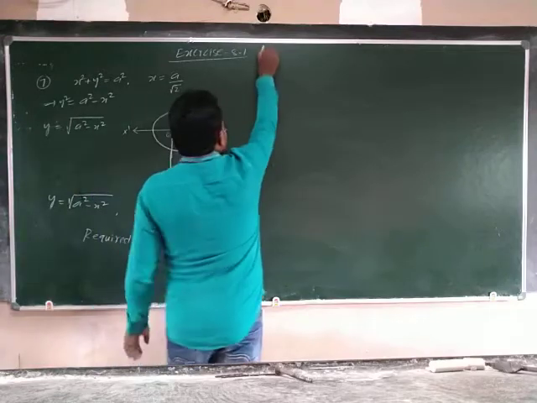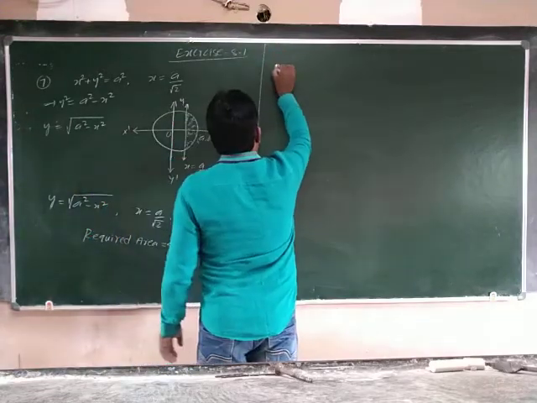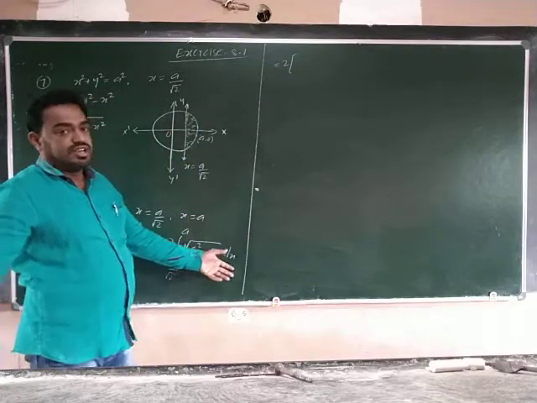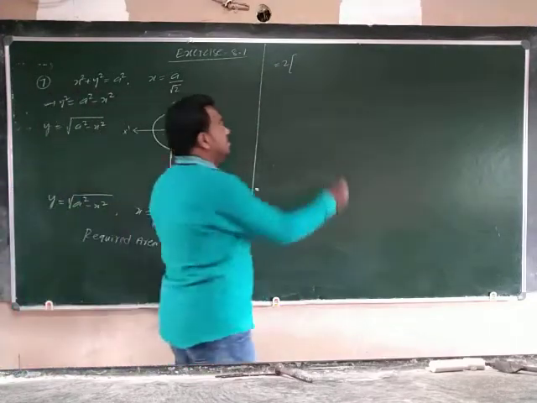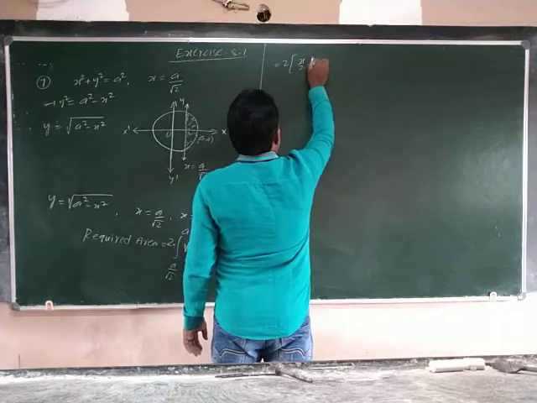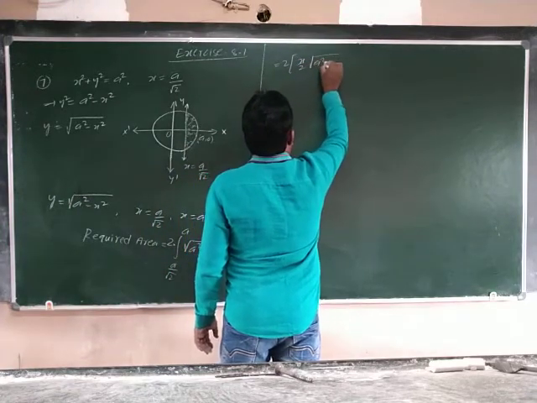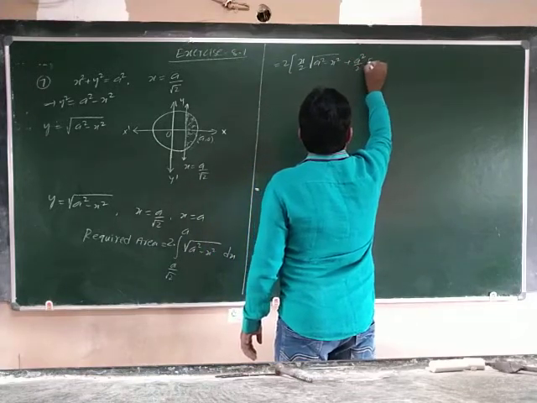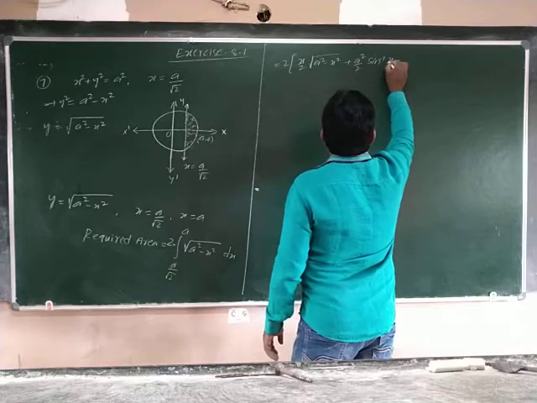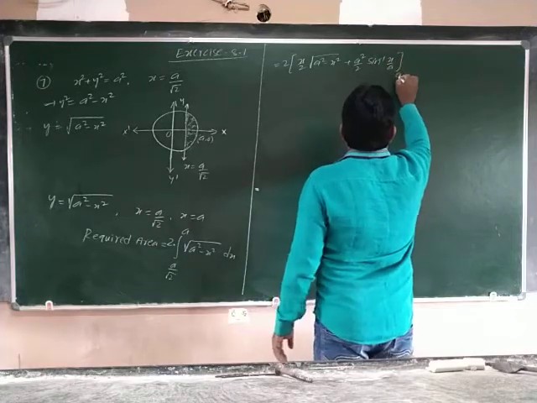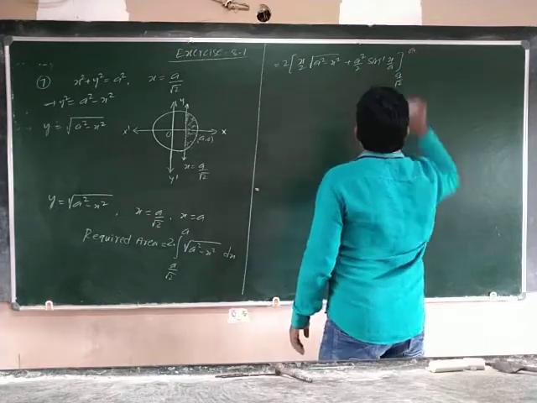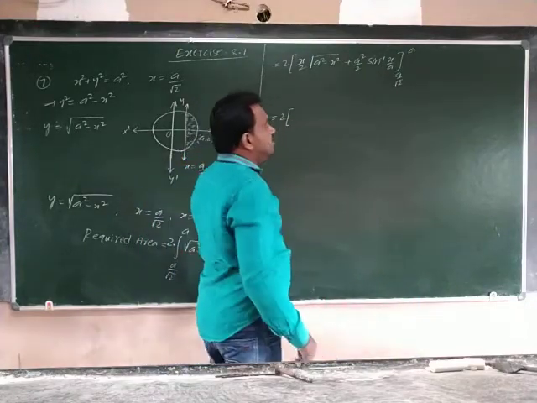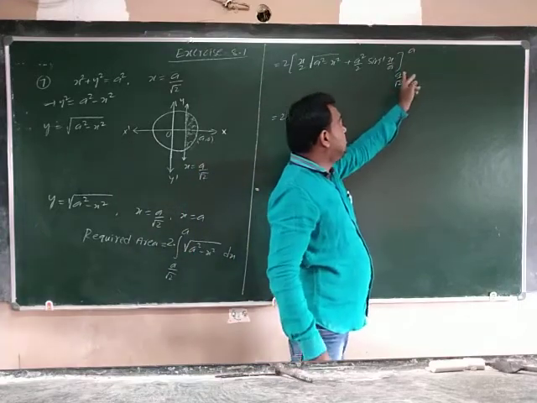Now this is equal to 2 into the integral of under root of a square minus x square dx. We know this formula. What is that? X by 2 into under root of a square minus x square plus a square by 2 into sine inverse of x by a, with limits a by root 2 to a. First we substitute the lower limit, x is equal to a by root 2.